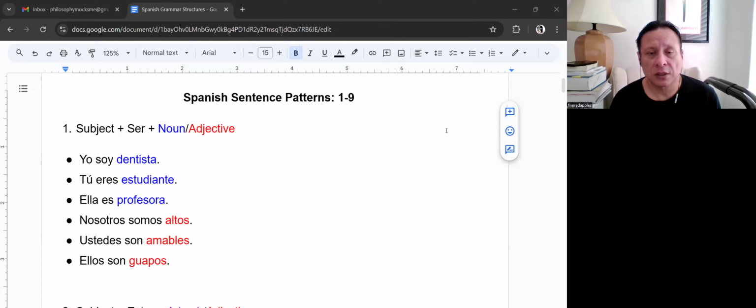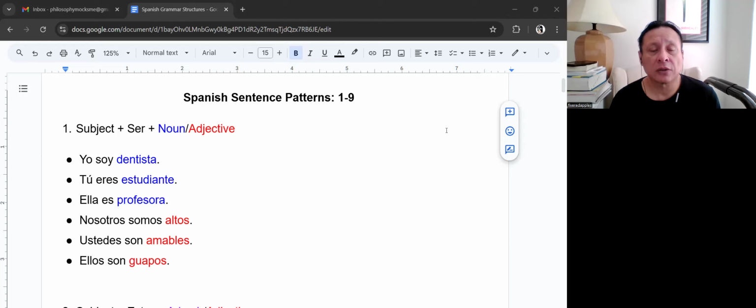Welcome. This is the initial, kind of introductory lesson for this series, which I'm calling Spanish Sentence Patterns. Today we'll cover patterns 1 through 9, at least as I have them laid out. They're not all distinct. There's sometimes variances of some major pattern.